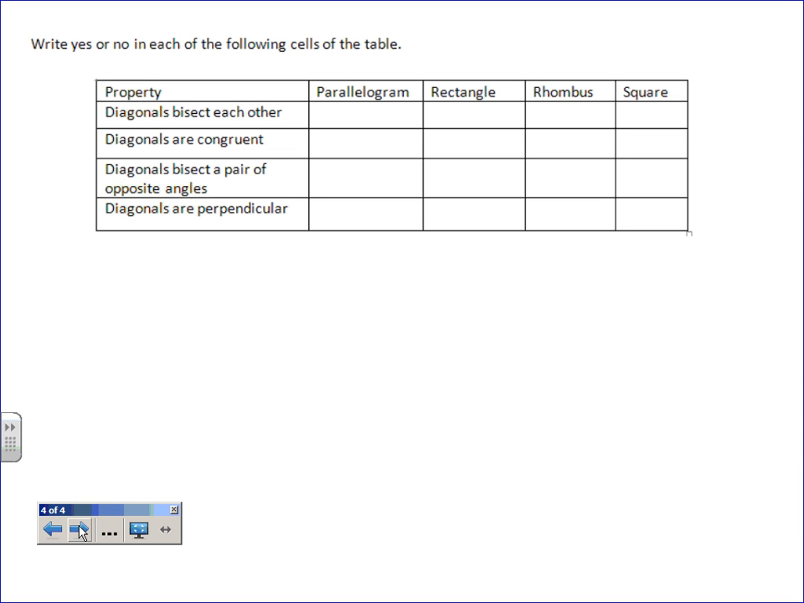What I would like you to do right now is to take a moment or two and write a yes or no on each of these cells right here. And basically what I'm asking you is, does it have to happen? So for example, in a parallelogram, do the diagonals bisect each other? Do they have to? Every single parallelogram out there, do they bisect each other? Yes, they do. Okay? And so go through there and put yeses or nos through there.